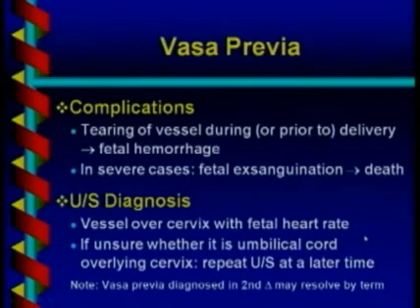A vasa previa can have very serious complications. If vaginal delivery is attempted, the vessels can tear during delivery, which could lead to fetal hemorrhage and, in severe cases, fetal exsanguination and death. We make the ultrasound diagnosis when we see a vessel over the cervix that is fetal. It has a fetal heart rate as opposed to a maternal heart rate. And if you're not sure whether it's held there under the membranes or just happens to be lying there at the time, repeat the ultrasound a few minutes later, or if necessary, at a later date.